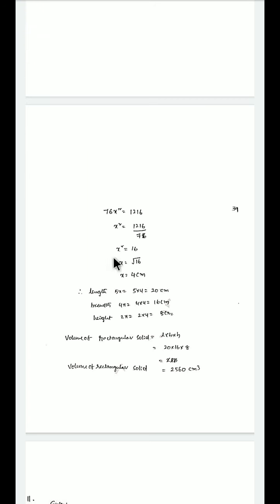So x is 4 centimeter. Now the length is 5 into x, that is 5 into 4, 20 centimeter. Breadth is 4 into x, 4 into 4, that is 16 centimeter, and height is 2 into x, 8 centimeter. The volume of the cuboid is length into breadth into height. So just multiply the values, you will get the answer.